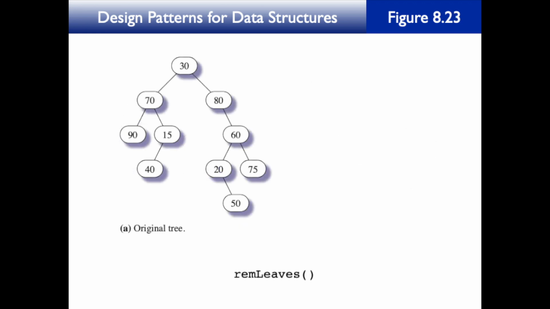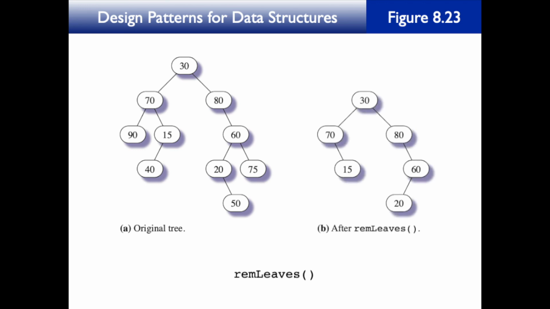And here is the effect of remleaves. Recall that the definition of a leaf is a node that has an empty left subtree and an empty right subtree. In this example, the leaves are 90, 40, 50, and 75. So part B of the figure shows the tree after the removal of these leaves.